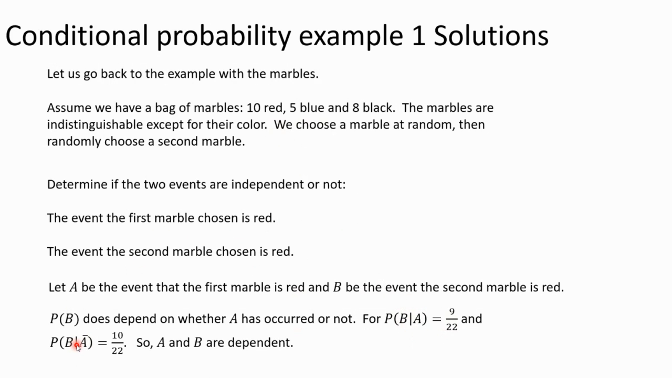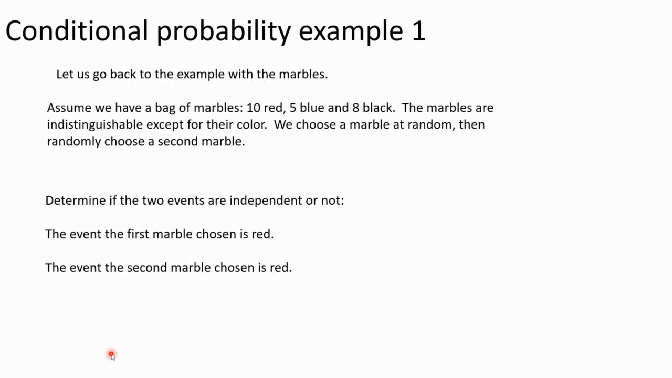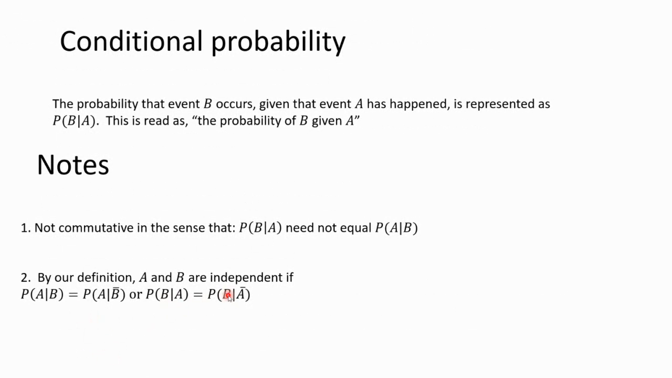Here, what if the first marble was not red? Let's say we chose a blue or a black one. Well, there's only 22 marbles left because we chose a marble and did not put it back, but there are still 10 red ones. So here the probability would be 10 over 22. So these are not equal. We don't have this. So the events are not independent.